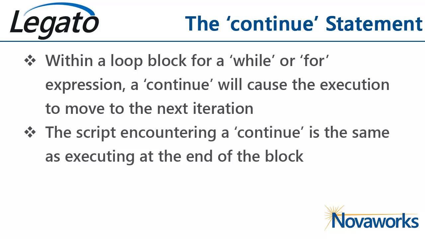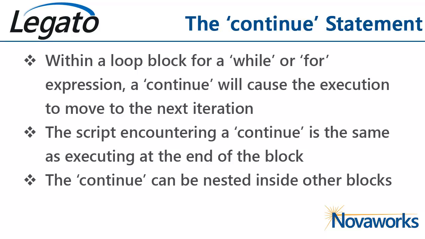So a script encountering a continue is basically the same thing as hitting the brace for the end of the particular block. And the continue can be nested inside of other blocks. It's always going to continue the block that it's in where there's a loop. If I say while and then if and put a continue inside of the if, it will walk back to the brace set that contained the loop and then continue.